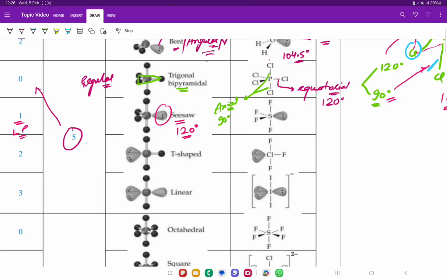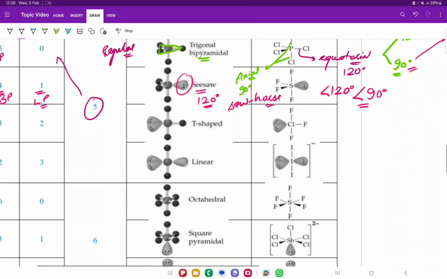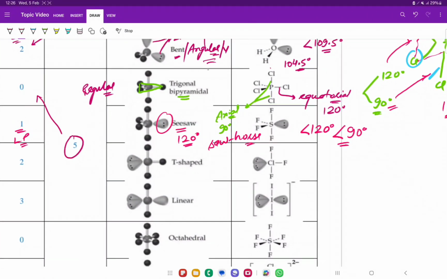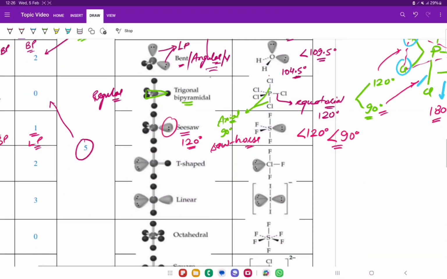The shape is called seesaw, also called sawhorse. And what are the bond angles? You have to write less than 120 degree and less than 90 degree. Example is SF4. For 4 bond pairs and 1 lone pair, the shape is sawhorse or seesaw. Bond angles are less than 120 degree because of the repulsion. These bonds come closer, and thus the bond angle will decrease from 120 degree and 90 degree.